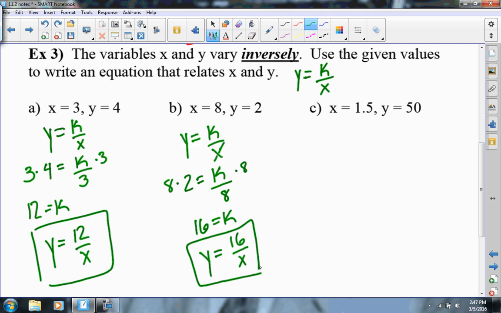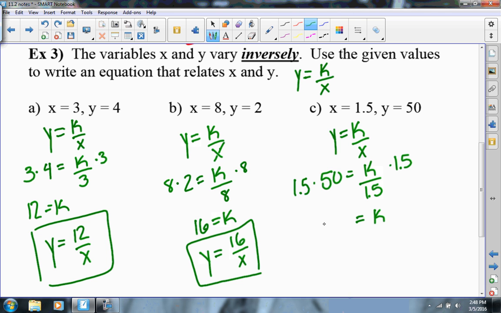Now for part C, this one's a little more challenging because we have a decimal, but it's the same process. Y equals k divided by x. Y is going to be 50. K stays k. X will be 1.5. And again, if I'm solving for k, I have to multiply both sides of the equation by 1.5. So again, I'm multiplying my values for x and y together so that I can get k. And that only happens when we're solving our inverse variation equation.